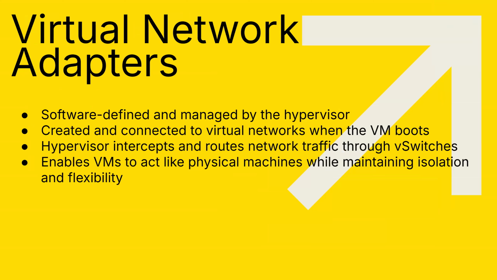Each virtual machine connects to the network through a software-defined adapter that's managed entirely by the hypervisor. When a virtual machine boots, the hypervisor automatically creates and connects this adapter to one or more virtual networks. It also intercepts and routes the VM's network traffic through the virtual switches. This setup lets virtual machines behave just like physical computers while still keeping the isolation and flexibility between them.